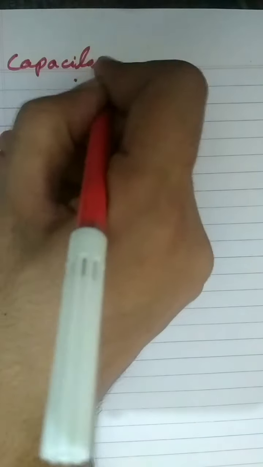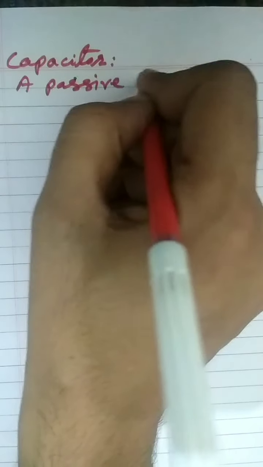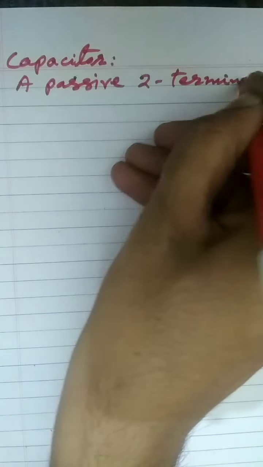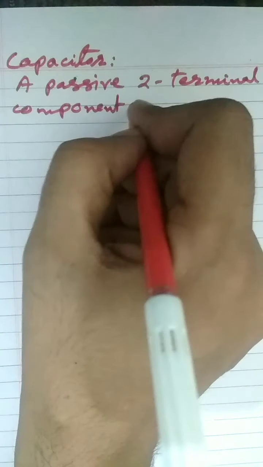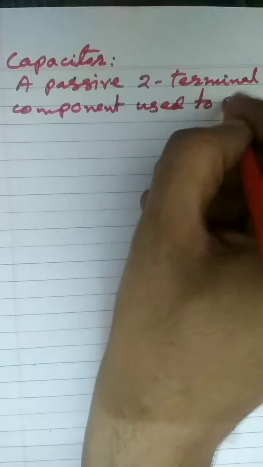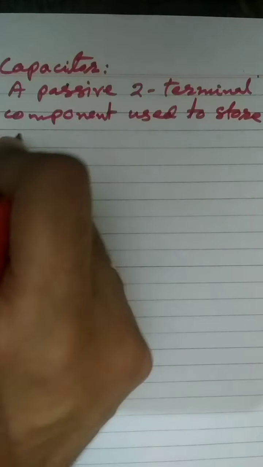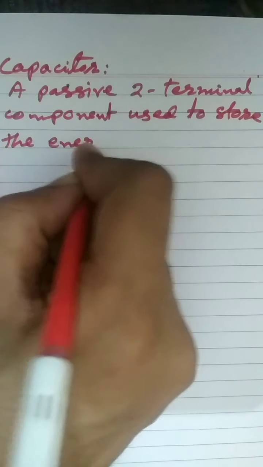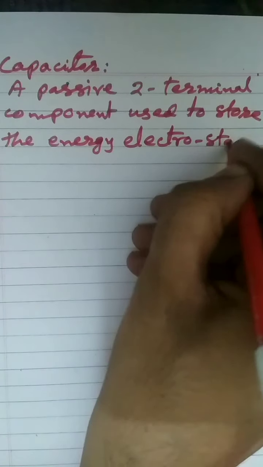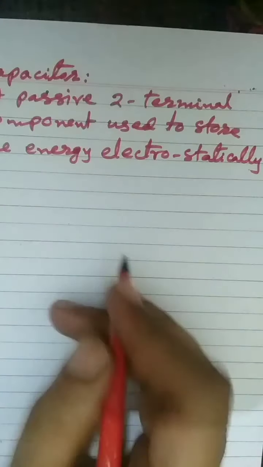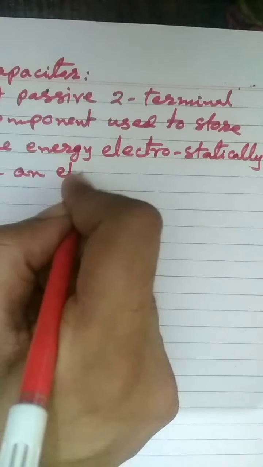The third electrical component is called capacitor. It is a passive two-terminal component used to store the energy electrostatically in an electrical field.